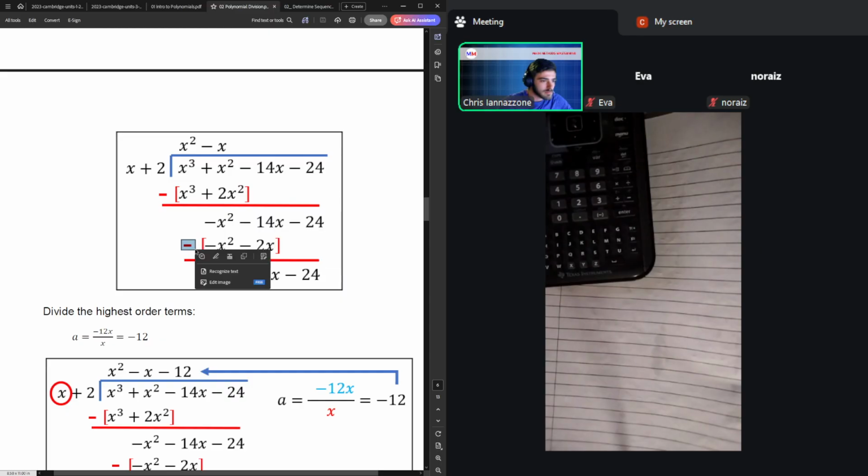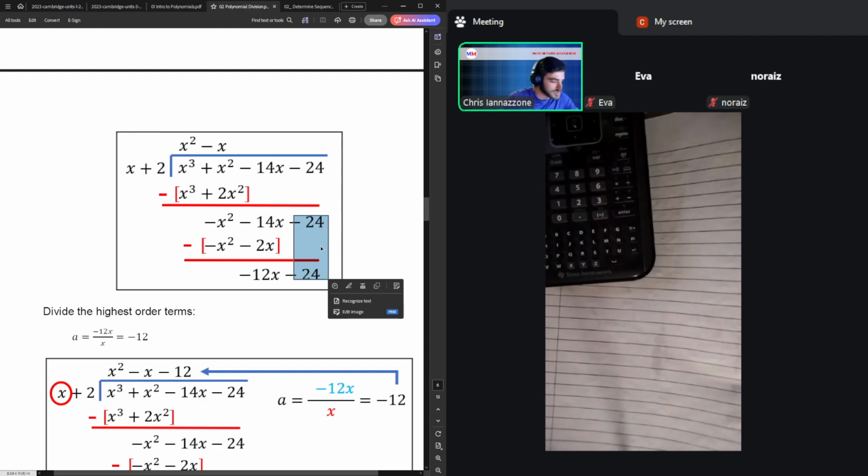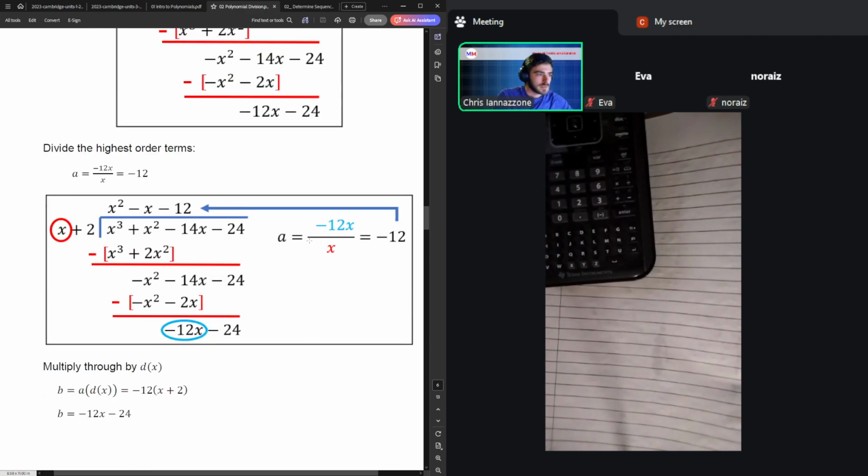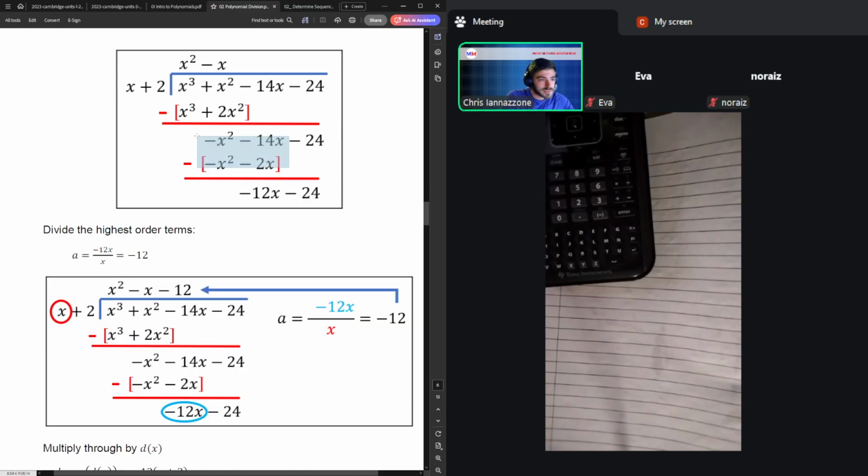Very similar thing over here. Negative 14x minus negative 2x. Double negative cancels up into a positive 2, which is why we've gone from negative 14 to now negative 12. And again, that's just a 0, so that's just going to drop down. That was the second loop of that. We did our division, so divide up until there, multiply through here, subtract.